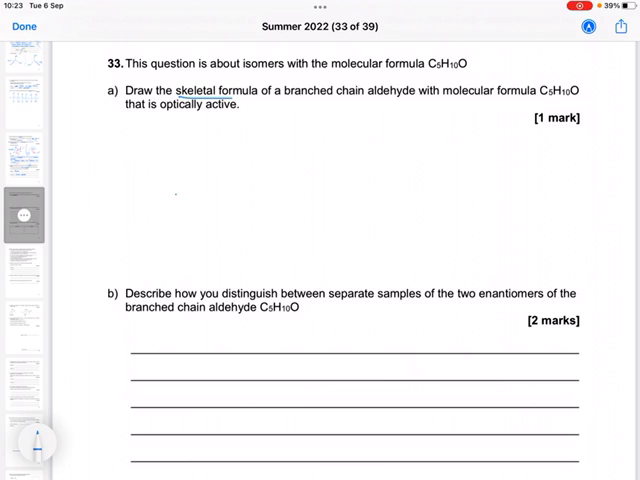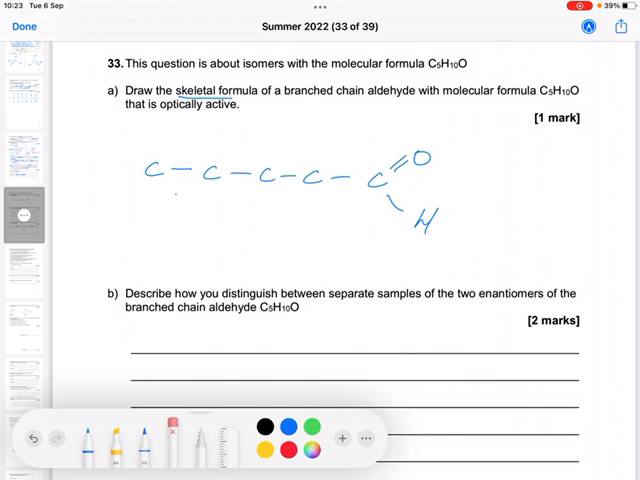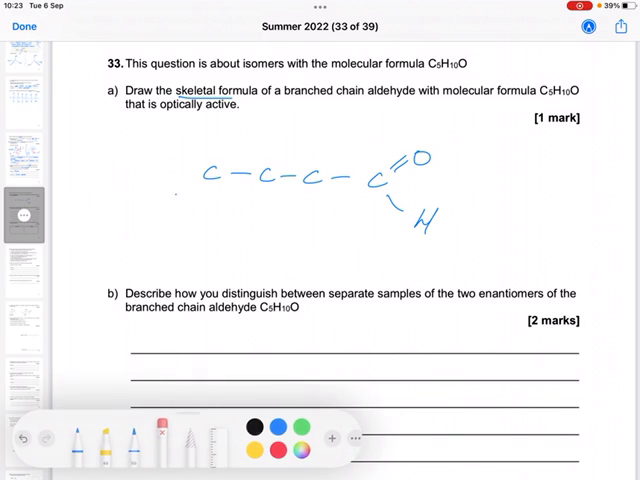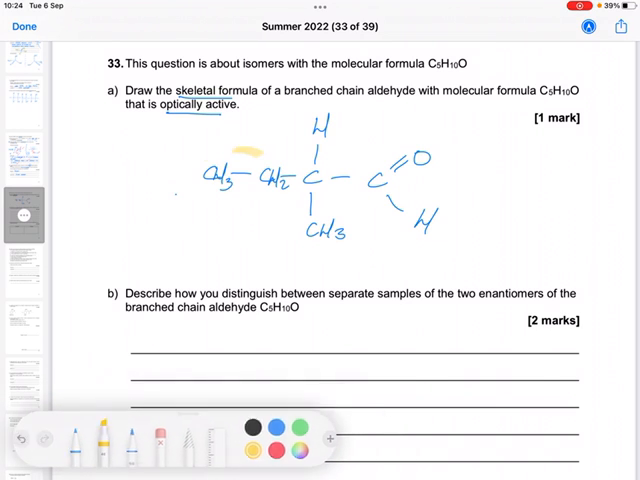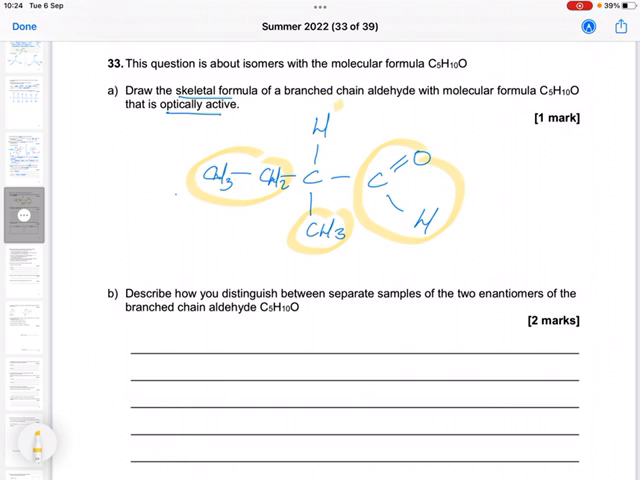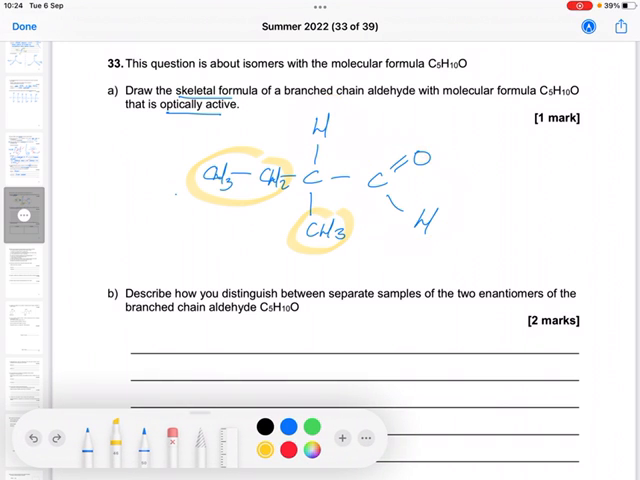So let me start with 5 in a row. 2, 3, 4, 5. Let me put my aldehyde on there. So that is that. It's got to be branched, so let me just take one carbon off the end, and I've got to put that carbon on somewhere to make it optically active. The best place to put it is probably here. So if I put a CH3 there and a hydrogen here, CH2, CH3, I've got 4 different groups here. So 1, 2, 3, 4. So that would be it.